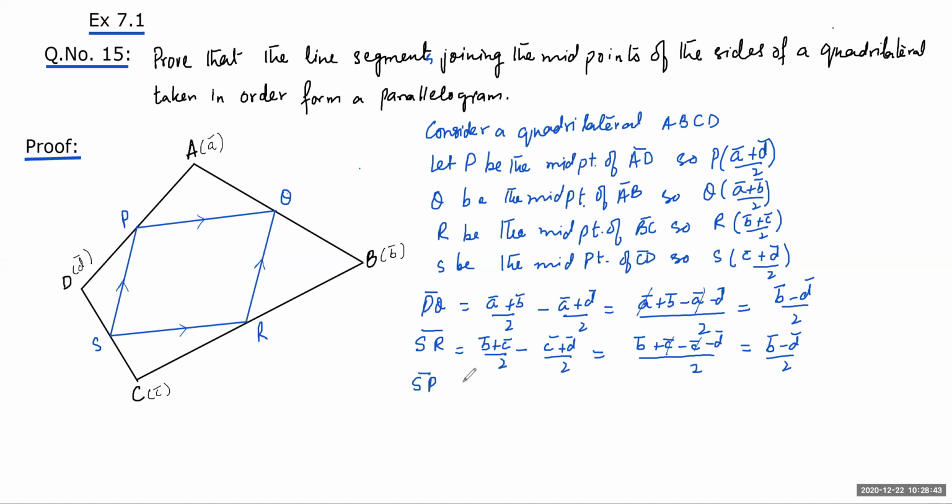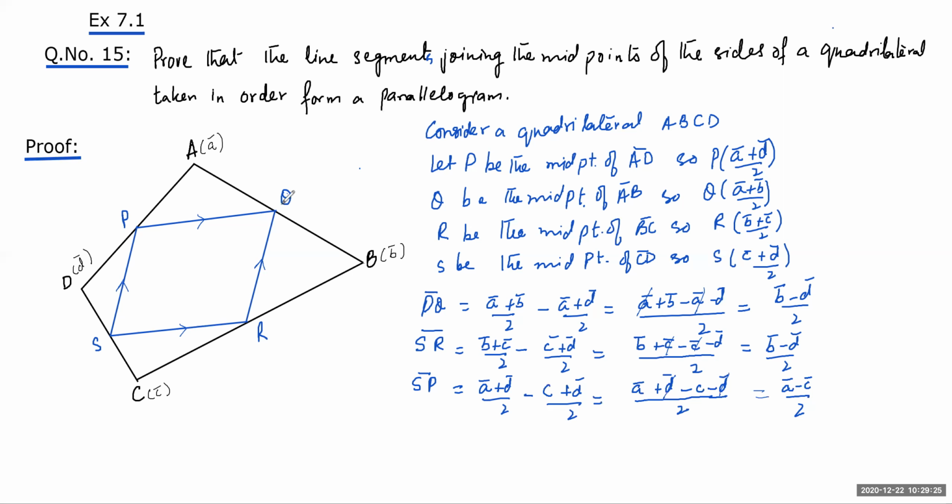Let's evaluate the vector SP. The vector SP is equal to position vector of P minus position vector of S. Position vector of P is a plus d by 2 minus position vector of S, c plus d by 2. So I get a plus d minus c minus d, whole by 2. As a result, d got cancelled and I have a minus c by 2.